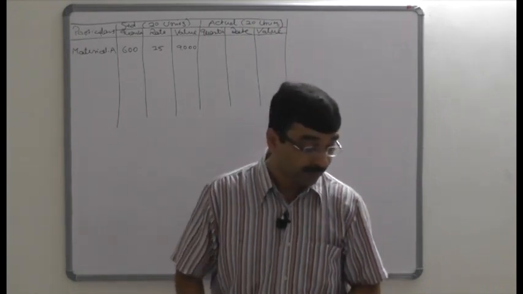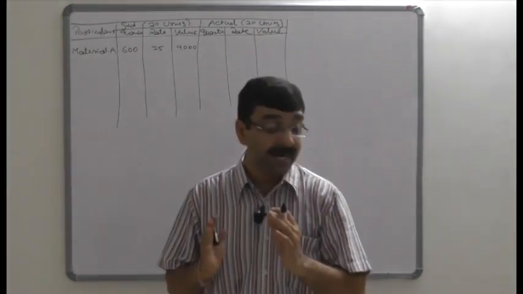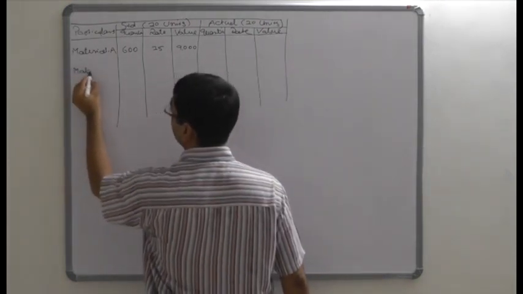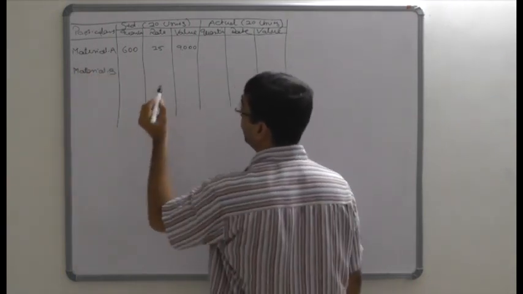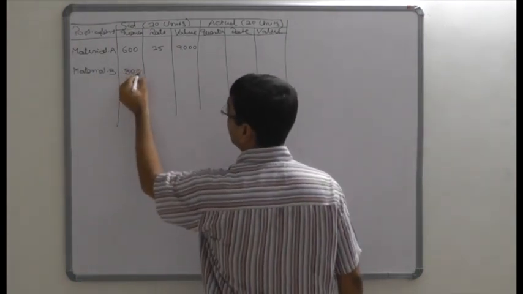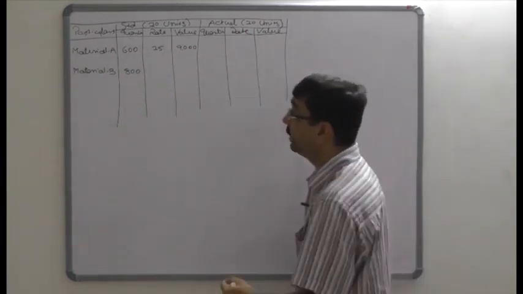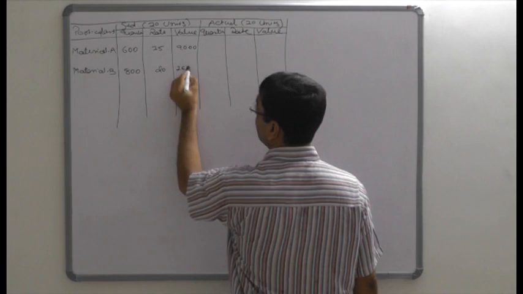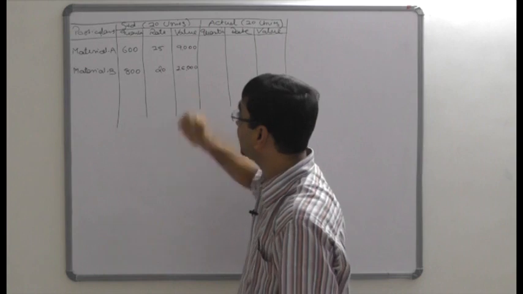Now for material B, as per the question, for 1 unit manufactured, they need 80 units. So if 80 units are required, so material B, 80 kilograms is required for 1 unit. For 10 units, 800 quantity is required. So 800 quantity with the rate of 20 comes to 16,000. 800 into 20, the total value required is 16,000.